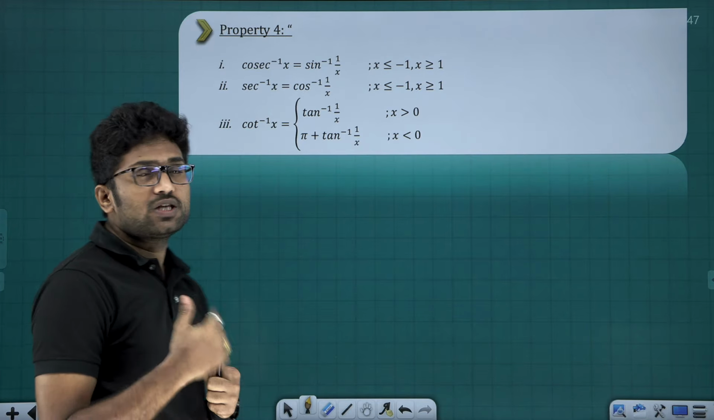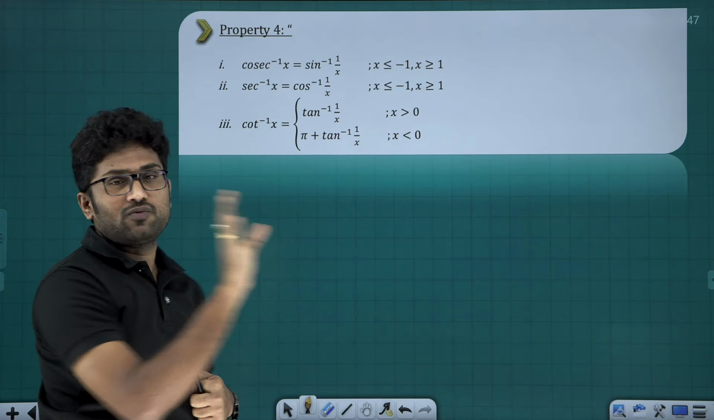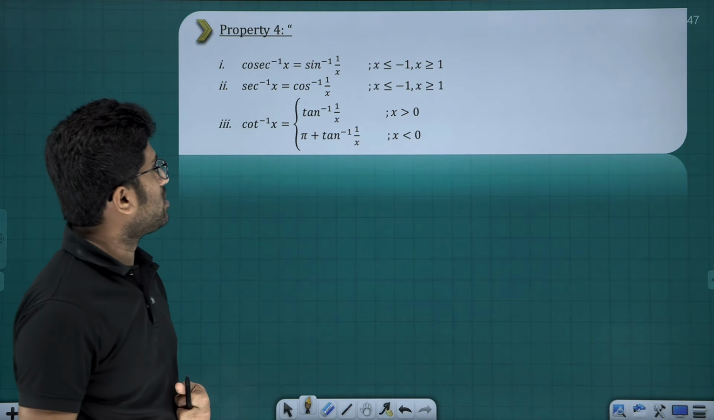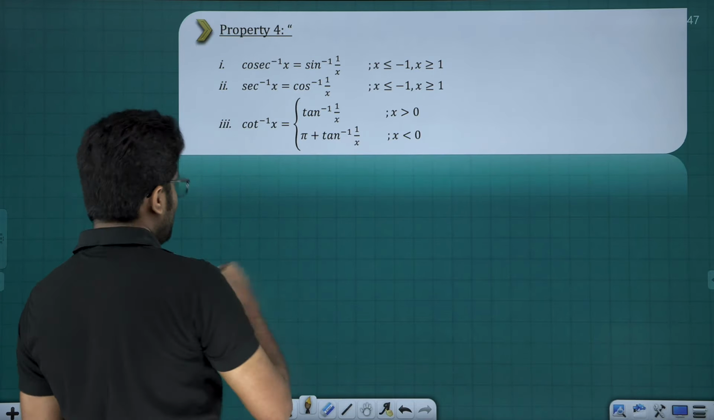Next, property 4. This property is called the reciprocal property. So cosecant inverse x will always be equal to sin inverse 1 by x. Secant inverse x is cos inverse 1 by x. Cot inverse x, only this particular case. If x is positive, it is only tan inverse 1 by x. If x is negative, then it is pi plus tan inverse of 1 by x.